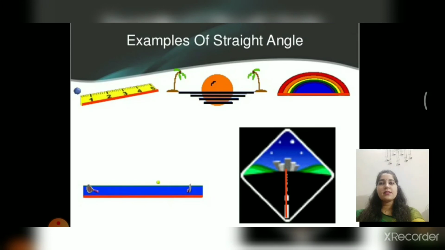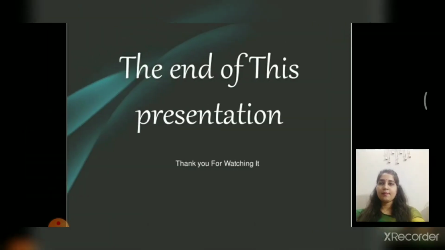These are some examples of straight angles. What is a straight angle? An angle which measures exactly 180 degrees. That means when we make an angle on a straight line, it is equal to 180 degrees.